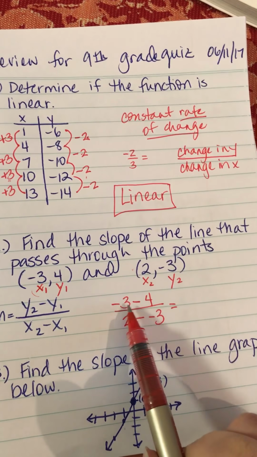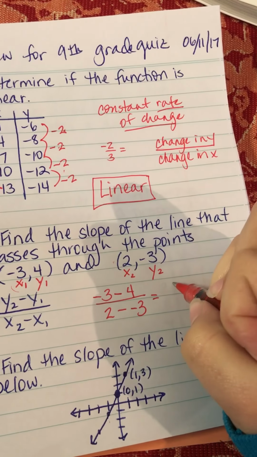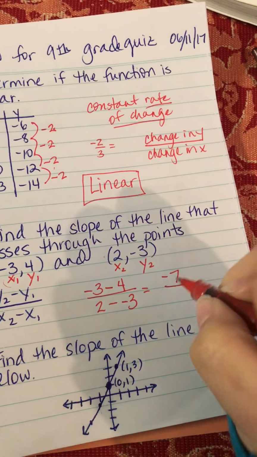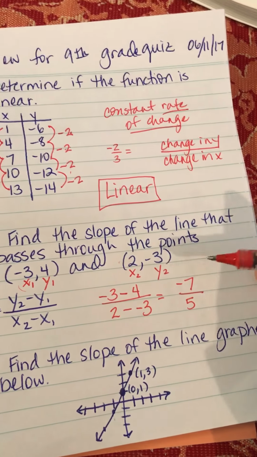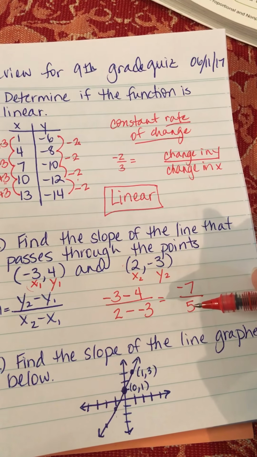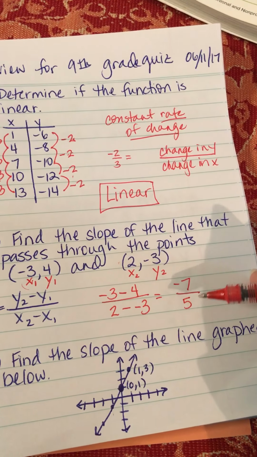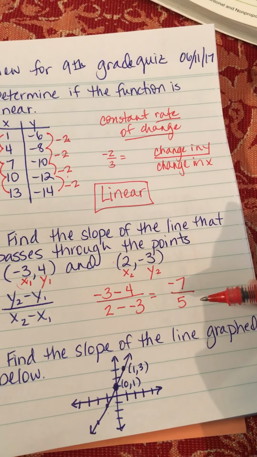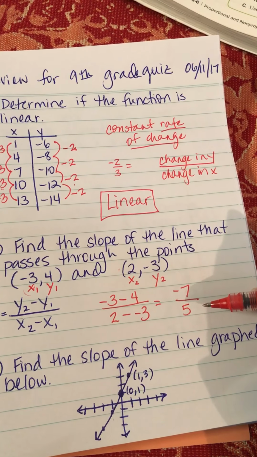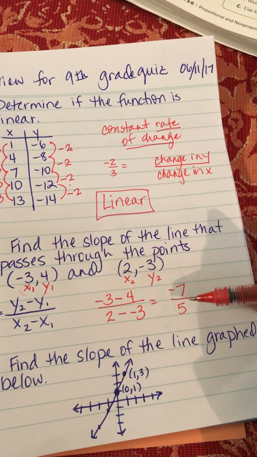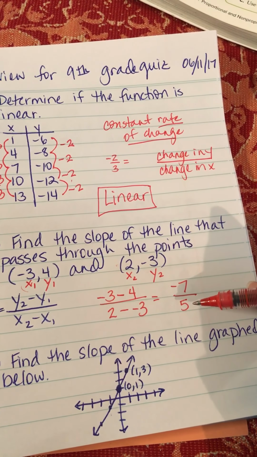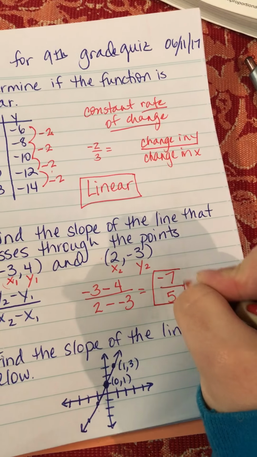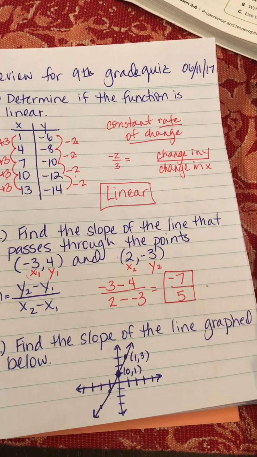Then I'm going to subtract. -3 minus 4 is -7. 2 minus -3 is 5. Now, if I can do -7 divided by 5 and get a whole number, then I'm going to go ahead and do that. So for example, if I have 2 divided by 1, that would give me 2, and so I would divide. But -7 cannot be divided evenly into 5 groups. So this one will stay -7 over 5. I'm going to leave it as a fraction.